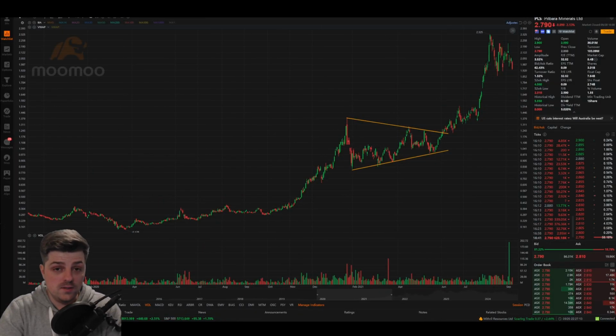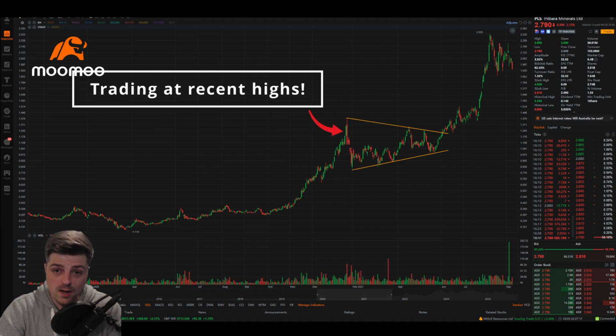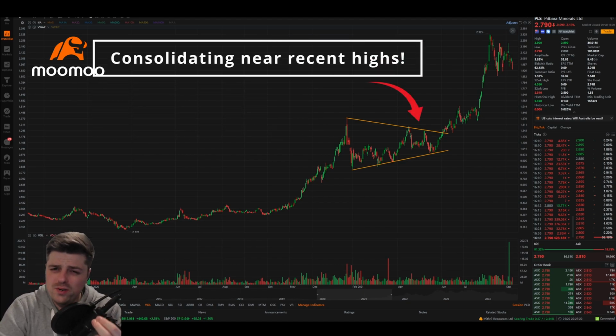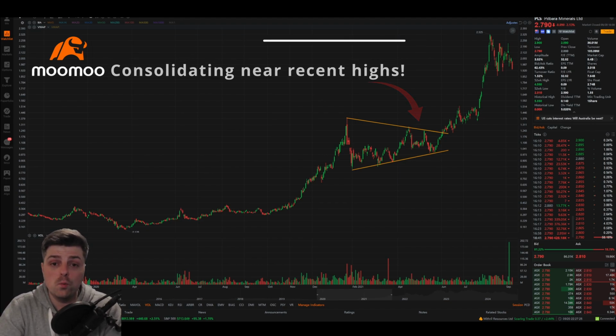I also find this setup works best when a stock has already rallied and is trading near its highs. Forming a wedge whilst consolidating at the highs can really provide a clean setup that is easy to spot when looking for a wedge setup.